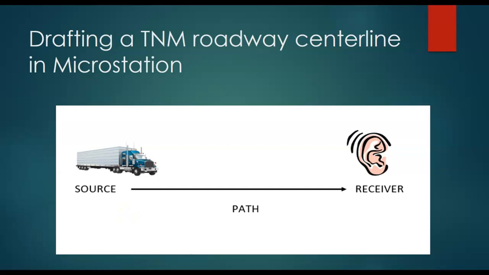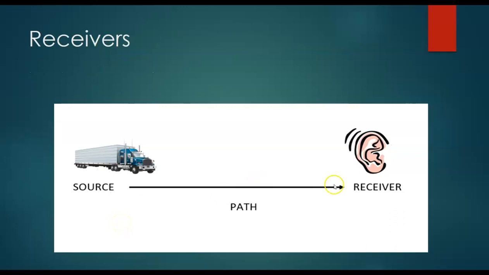So that's the process of drafting a TNM roadway center line in MicroStation. As you saw, we were concerned with coding the center lines. The width of the roadway lanes is set in TNM. So we don't describe the width of the roadway. We just want to code where the center line locations are. So that covers the source of our acoustical model. So now let's talk about the receivers.